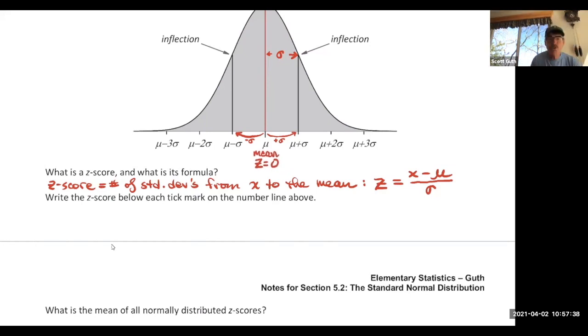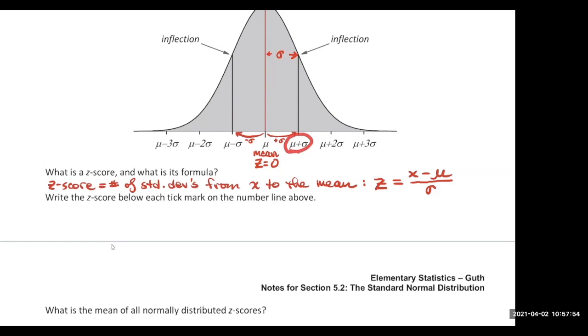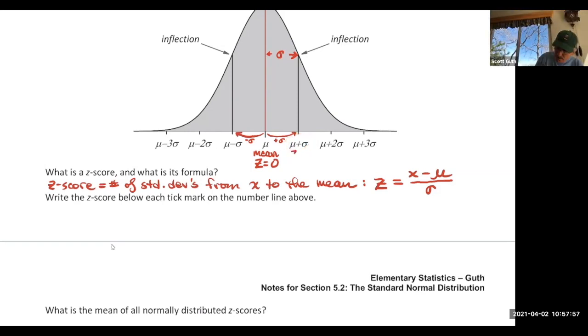What's the z-score when you go up 1 standard deviation from the mean? Another way of asking is, how many standard deviations is this value right here from the mean that I just circled? +1. Yeah, so the z-score is 1 there. Z is 2 when you go up 2 standard deviations. Then z is 3 when you go up 3. If you subtract standard deviations, the z-scores become negative. So z is -1, -2, and -3 on the left.